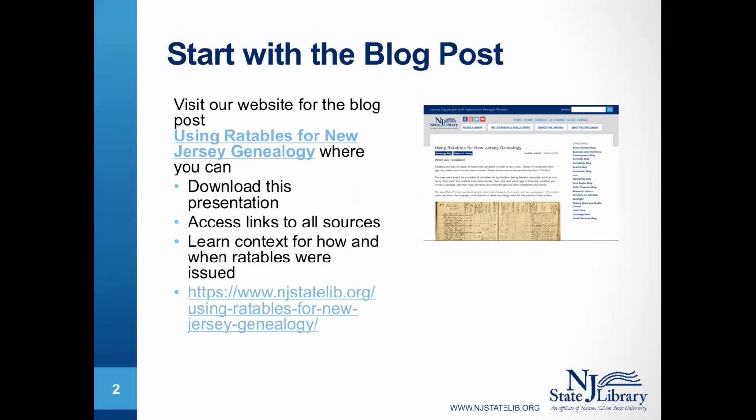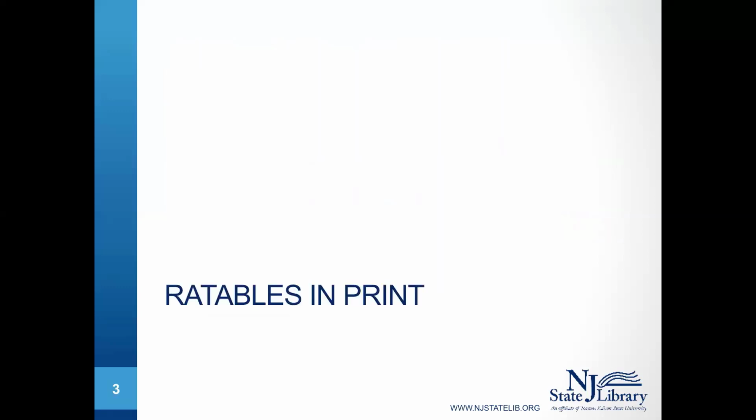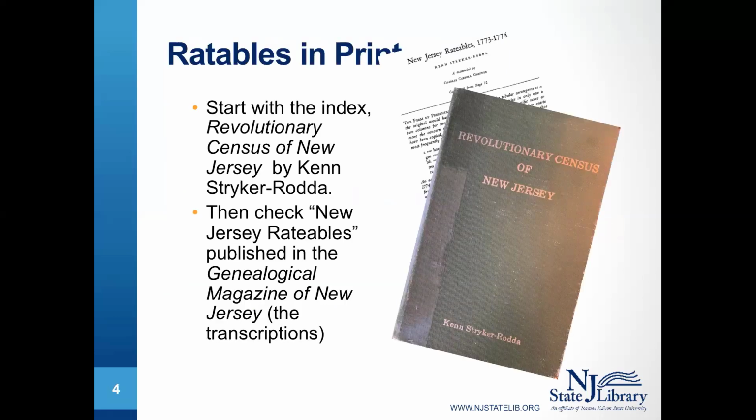New Jersey's early taxes. Let's start by looking for ratables in print sources. The most efficient way to locate your ancestors on a Revolutionary era ratable is by using two print sources. They cover about 70 townships in New Jersey's then 11 counties from the period 1772 to 1786. Start with Ken Stryker-Rata's Index to Revolutionary Ratables titled The Revolutionary Census of New Jersey. Then look up the actual transcribed ratable published in the Genealogical Magazine of New Jersey.